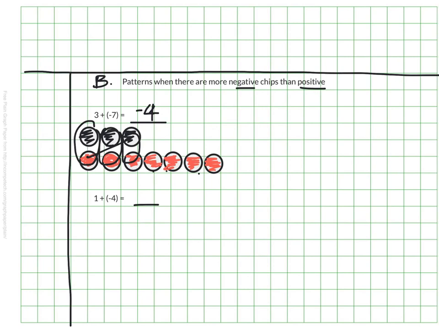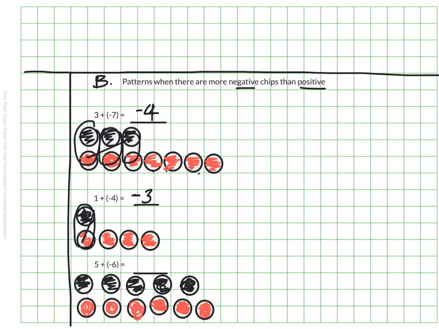Now let's try 1 plus negative 4. With my 1 black chip and my 4 red chips, I can see I have 1 that's going to cancel out, and I have 3 chips left over, but they're red, so my answer is going to be a negative 3. Let's do one more. This time we have 5 plus negative 6, and again I have some zero pairs I can take out, which leaves us with 1, and it's red, so it is a negative 1.